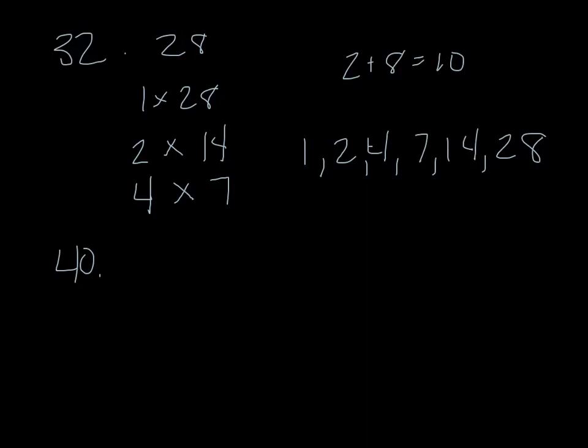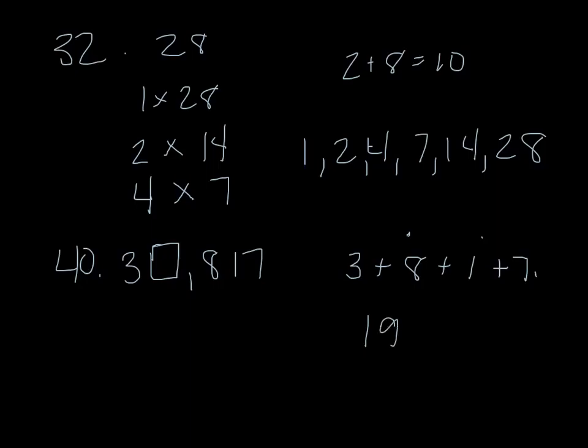Okay, so it says 3 box 817. Write the missing digit to make each number divisible by 9. So again, for a number to be divisible by 9, you have to add up all the digits, and they have to be a number that is divisible by 9. So let's do 3 plus 8 plus 1 plus 7. Well, I know 3 plus 7 is 10, plus 8 is 18, plus 1 more is 19. Okay, so I need to find the next number past 19 that is divisible by 9.